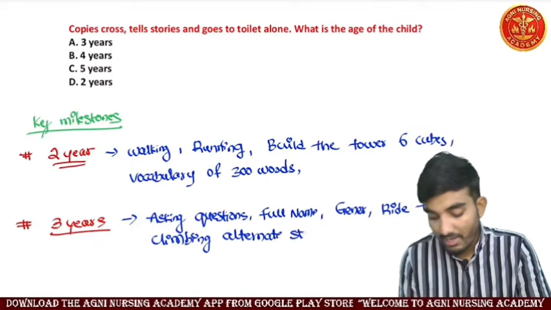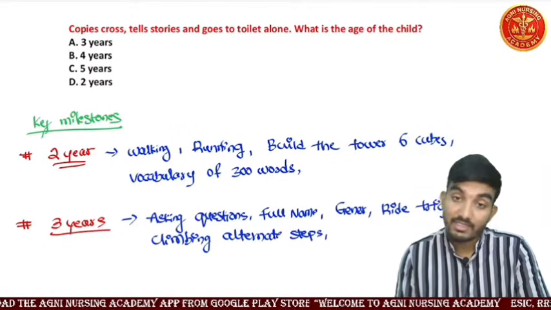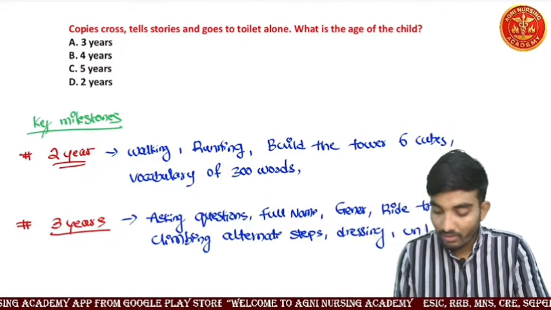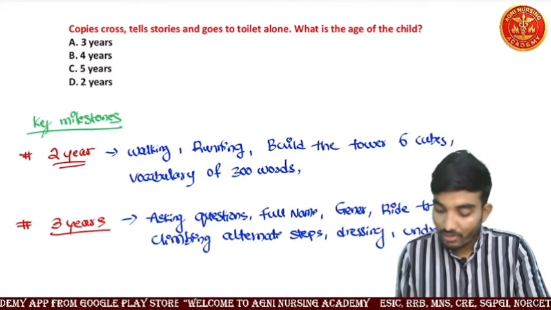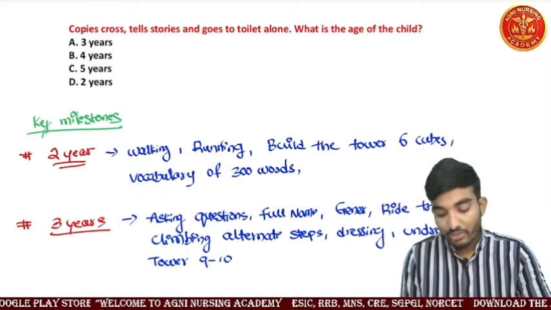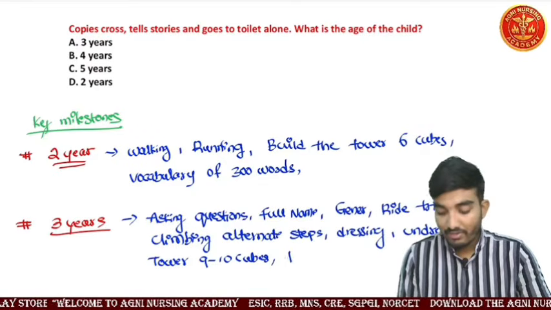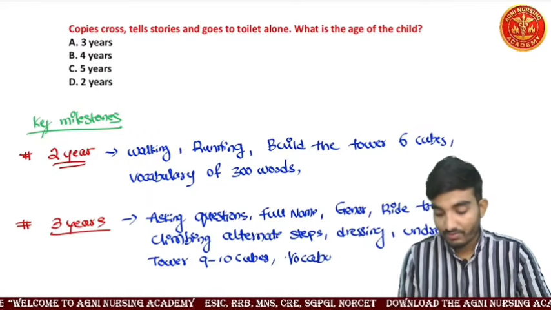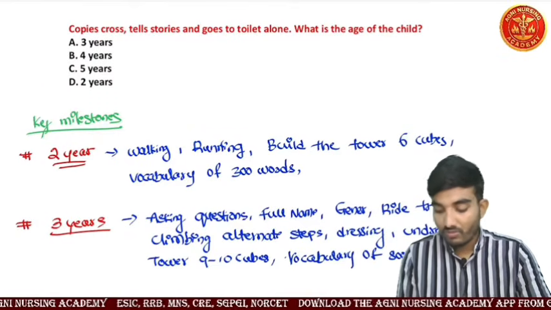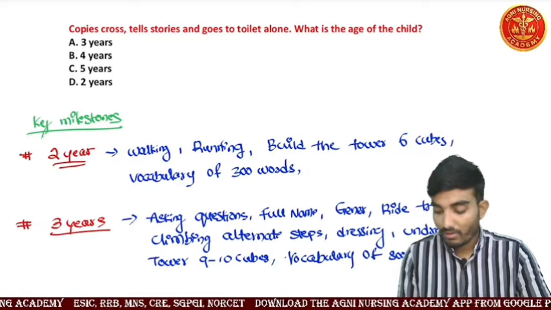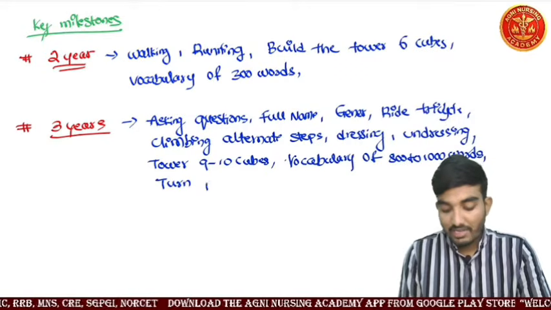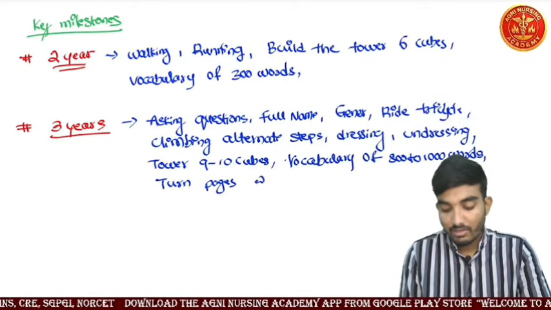They are also able to dress themselves, dressing and undressing, and build a tower of 9 to 10 cubes. They have a vocabulary of 800 to 1000 words, and they are also able to turn book pages one at a time.